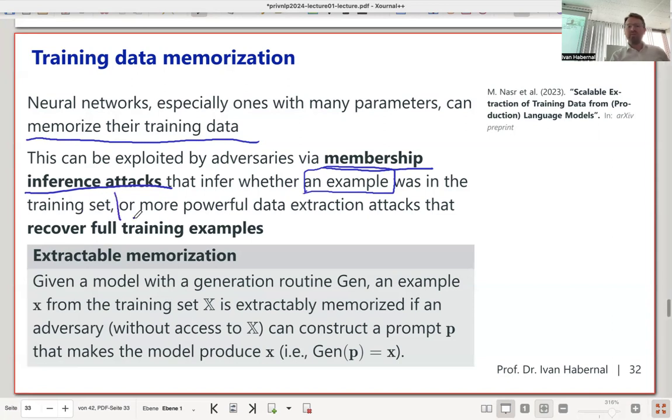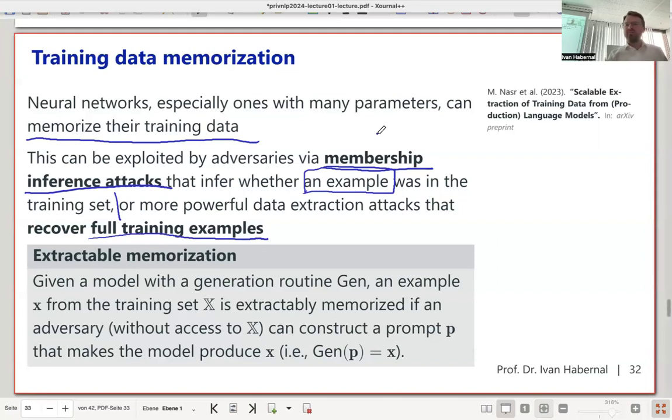Or we can just extract data and recover full training examples. Membership inference is asking: was my data point in the training data or not? It doesn't really make sense for language modeling, but maybe if you have a database of persons, say you train your model on Netflix, you might ask whether this person was in the Netflix dataset or not. But for LLMs, if you can recover full training examples, it means the model memorizes things.